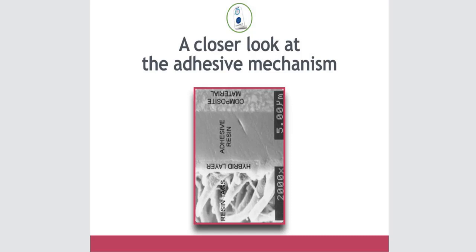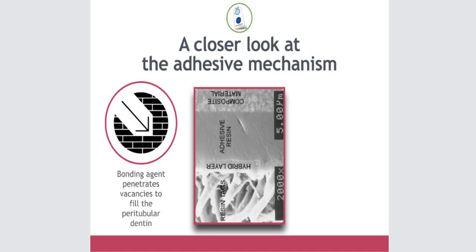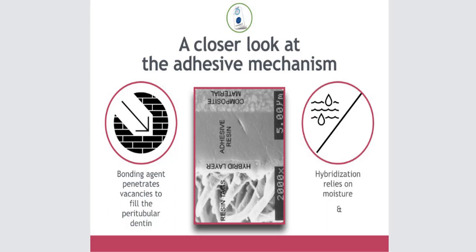I want to take a closer look at the adhesive mechanism. Down on the bottom here, we've got our dentin, and we've got the hybrid layer. And what happens is that we've got a bonding agent that penetrates into these vacancies to fill the peritubular dentin areas. And then we've got this hybrid layer that sits on top, and it relies on moisture. Now, of course, on top of the hybrid layer, we've got the adhesive resin cement, and then we put the composite on top of this. So it's a really close look at the adhesive mechanism.